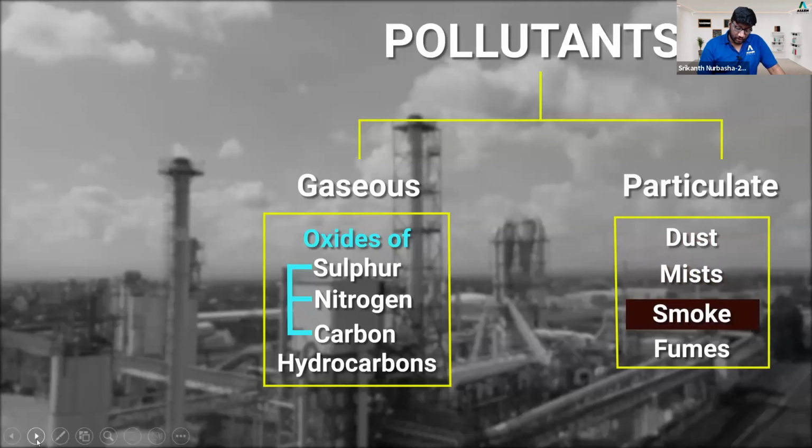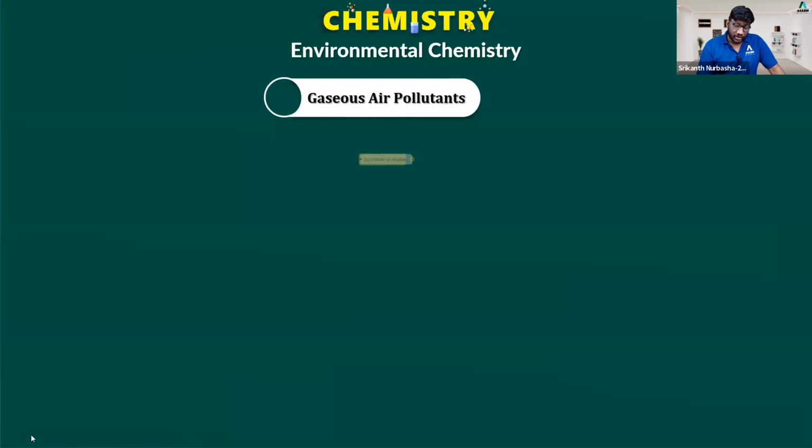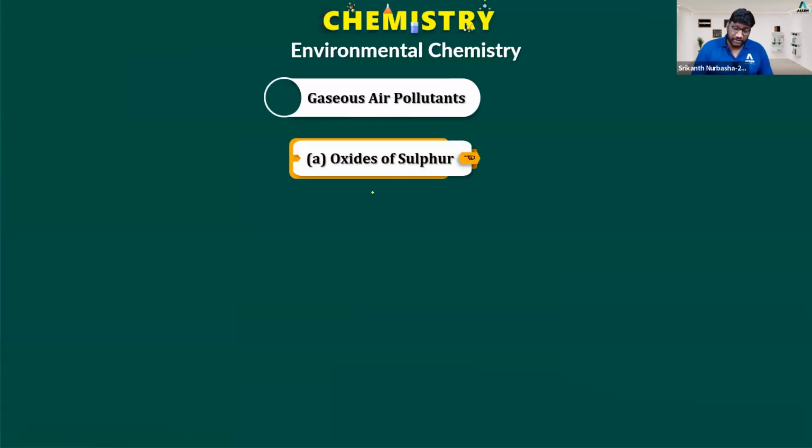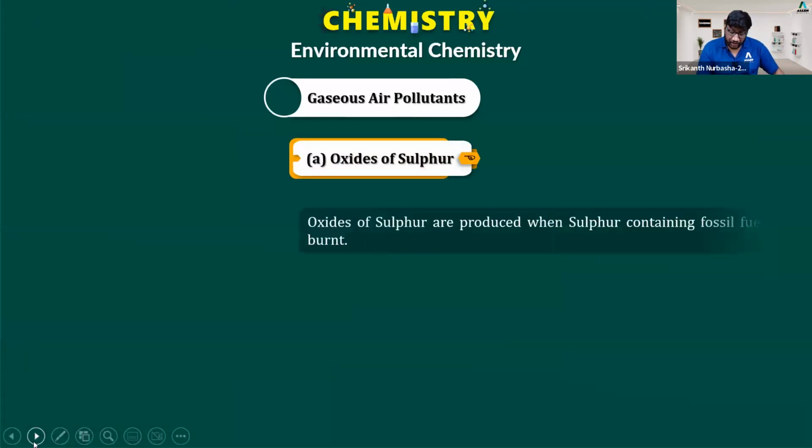First, let us study gaseous air pollutants, with the oxides of sulfur in the first category. Oxides of sulfur are produced when sulfur-containing fossil fuel is burnt. If a fossil fuel contains sulfur and is burnt, there is a high tendency for the sulfur to get oxidized to form SO2. That SO2, sulfur dioxide, will have different types of effects.